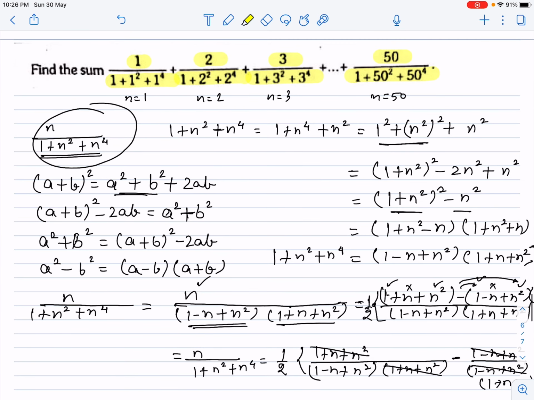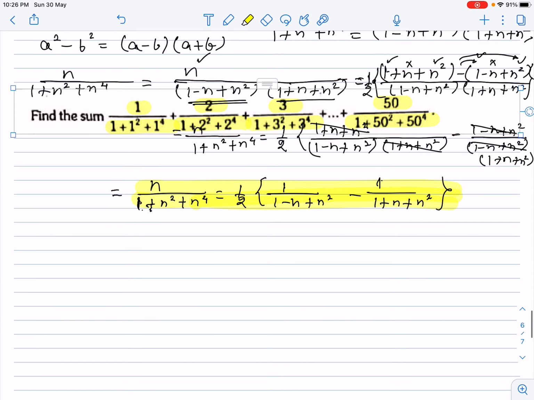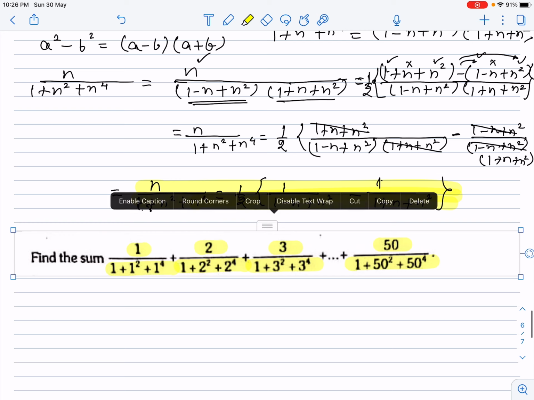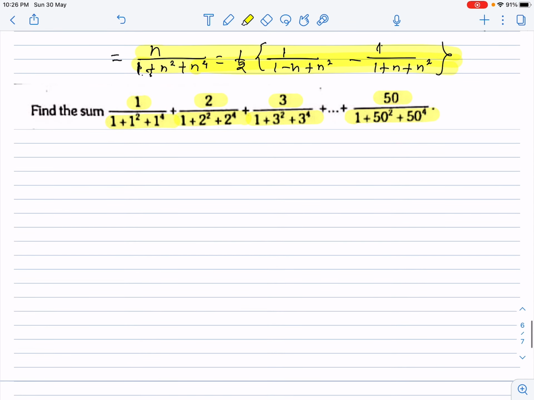So let's bring down the problem so that it could be used by me. At a time I would be able to see the form I generated and the problem I wanted to solve. So the problem has n is equal to 1 over here, then n is equal to 2 over here, then n is equal to 3 over here, and so on up to n is equal to 50. For everything I have the form of n upon 1 plus n square plus n power 4.